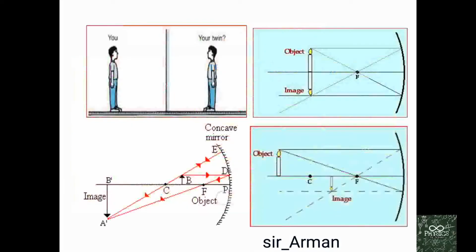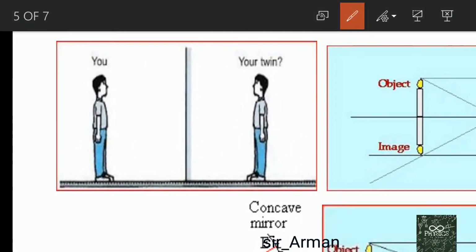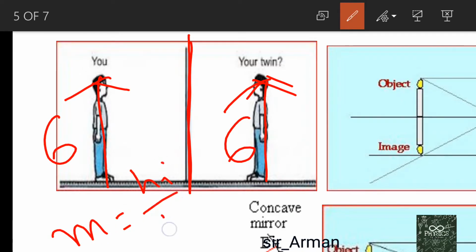Let's understand it. Here we have a situation in which a person is standing here. Let's assume that his height is 6 and his image, because here we have a plane mirror, right? So his image is here and it is also 6. We know that in the plane mirror the height of the image and the height of the object are the same. So we will use some simple terms. m is equal to hi by ho, this is our formula.